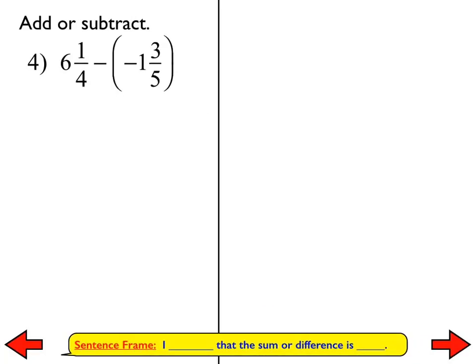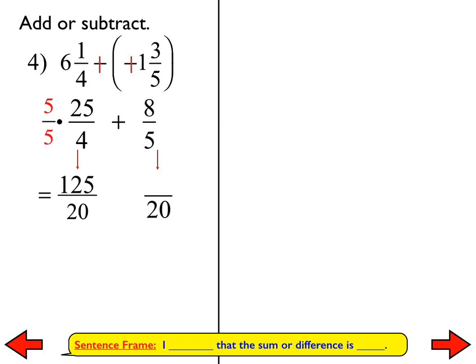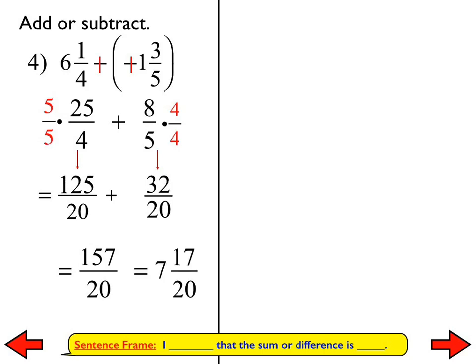All right, let's go to number 4. Everybody try number 4. Okay, number 4. First thing I would do is add the opposite. So that turns this problem into a regular problem that you learned how to do in the 5th grade. 6 1/4 plus 1 3/5. Turn them both into improper fractions. Least common denominator is 20. So I will turn 25/4 into 125/20, 8/5 into 32/20. And now it becomes 157 over 20, which is 7 17/20. Any questions with number 4?